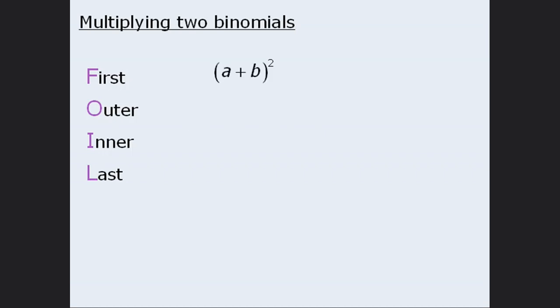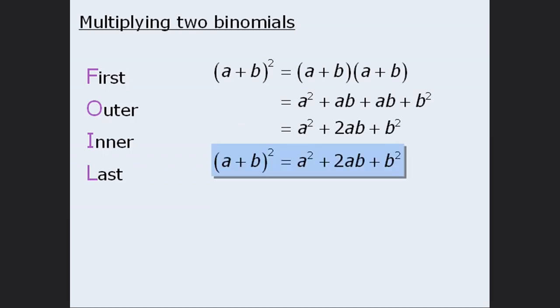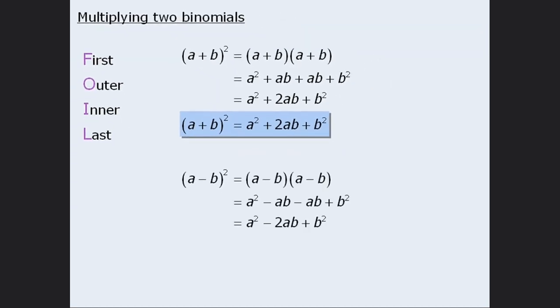To find the value of a plus b squared, we must first recognize that this is equal to a plus b times a plus b. From here, we can apply the FOIL method to see that a plus b all squared is equal to a squared plus 2ab plus b squared. We can use the same technique to show that a minus b all squared is equal to a squared minus 2ab plus b squared.